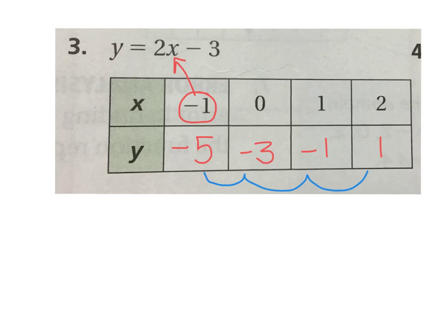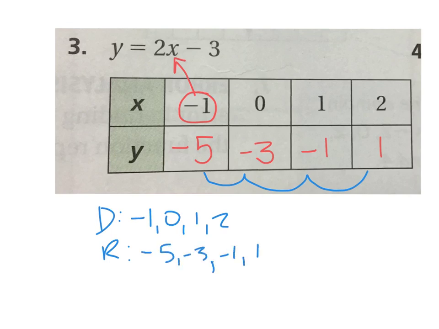Find the domain and range. Oh, then find the domain and range. So the domain is what? -1, 0, 1, 2. And the range is what? -5, -3, -1, 1. Write those down. Wow, you're going to get a lot of points for this problem. How much is it? 12 points.